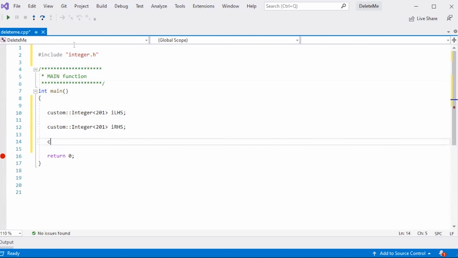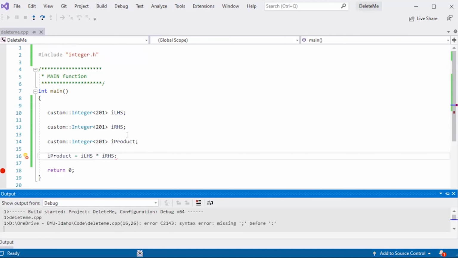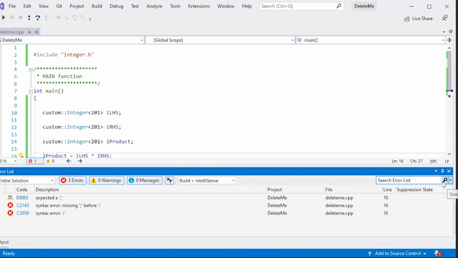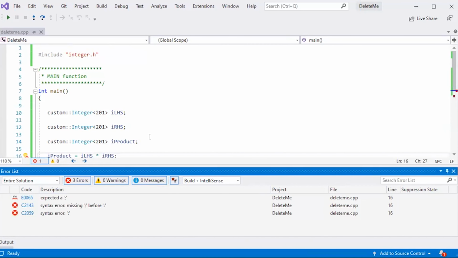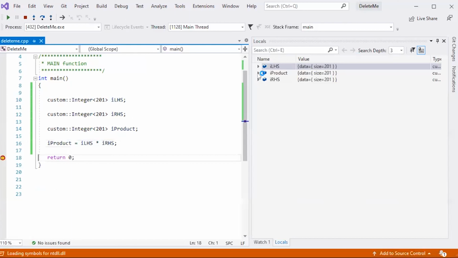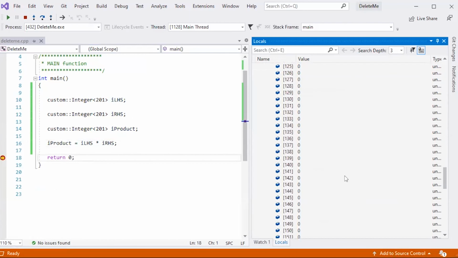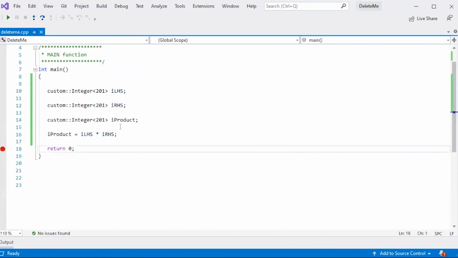So I'm going to have the I left-hand side, I for integer right-hand side, and I for the product. And then I'm going to say I product equals I left-hand side times I right-hand side. Now additionally, I left-hand side and I right-hand side are going to be 0. That's funny, I forgot my semicolon there. Okay, so now I'll multiply these two together. I left-hand side and I right-hand side will both be 0. Therefore, I expect I product to be, well, 201 0 bits because I'm using a bit set for my underlying data structure.